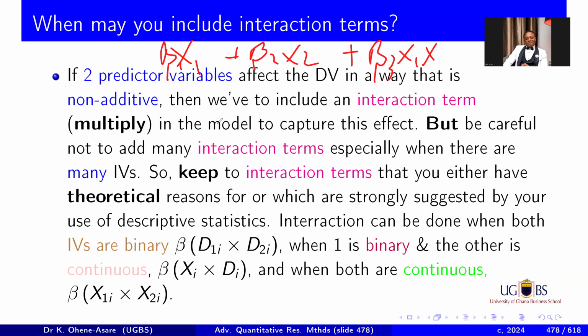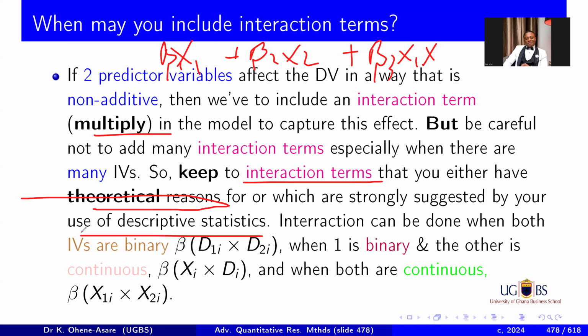Well, this interaction term, or this multiplication, is done to capture the non-additivity between the variables. We've always been saying you should be careful not to add too many of them, because you're multiplying and multiplying, and otherwise you have too many independent variables. So you have to keep the interaction terms that you believe have theoretical reasons, or where your descriptive statistics strongly suggest that you should interact them.